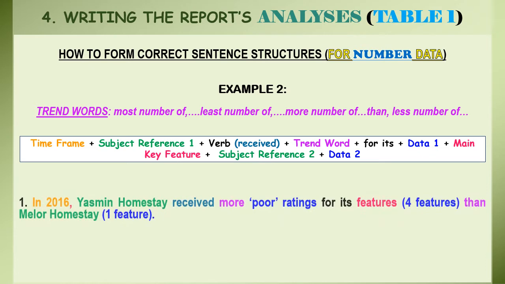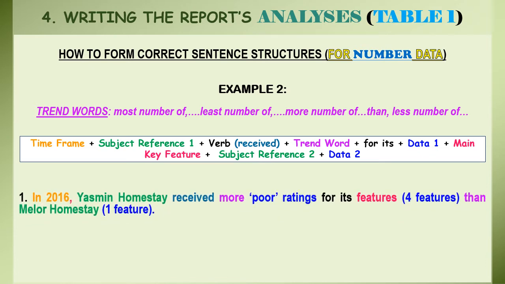data 2. For example, in 2016, Yasmin Homestay received more poor ratings for its features, 4 features, than Malur Homestay, 1 feature. Important note, here we are not comparing the rating scales, but more we are comparing the features that each homestay has. If you look at Table 1, you will see that Yasmin Homestay's features received more poor ratings than Malur Homestay.